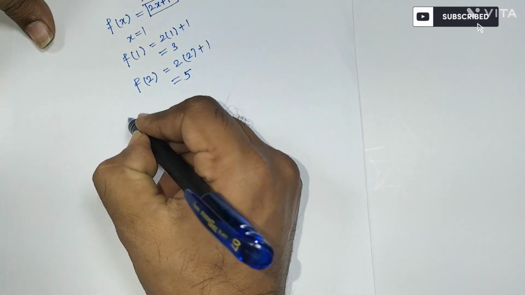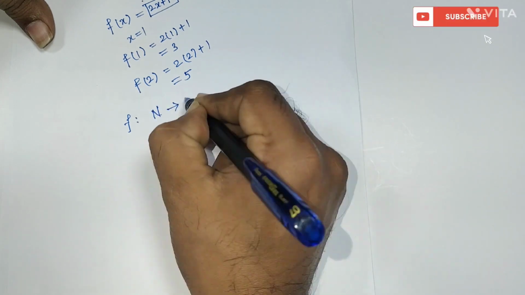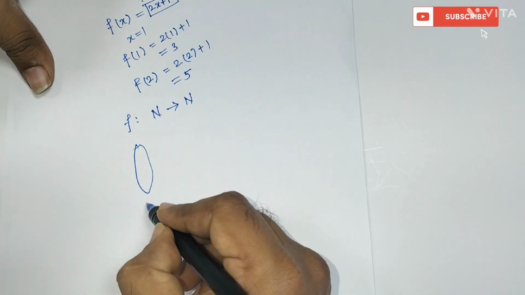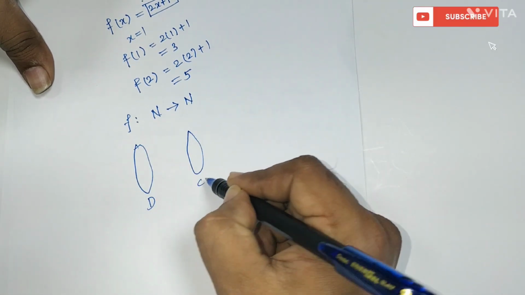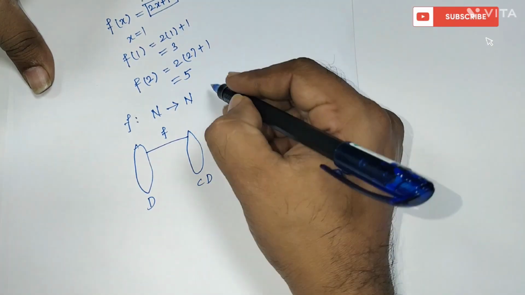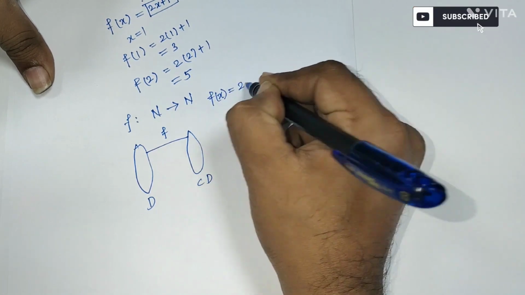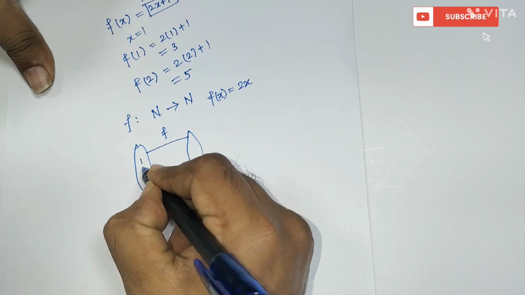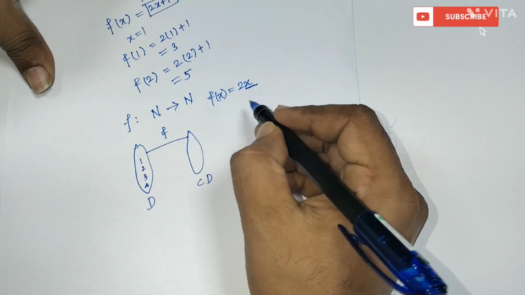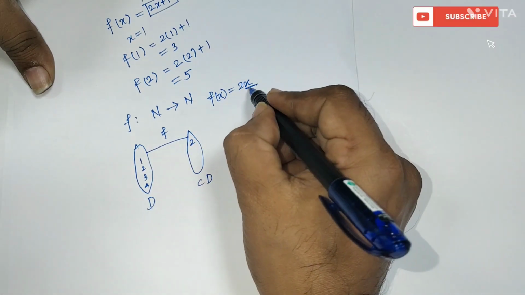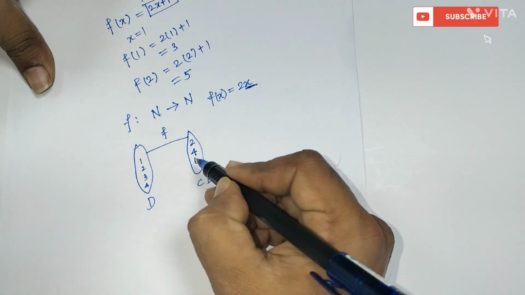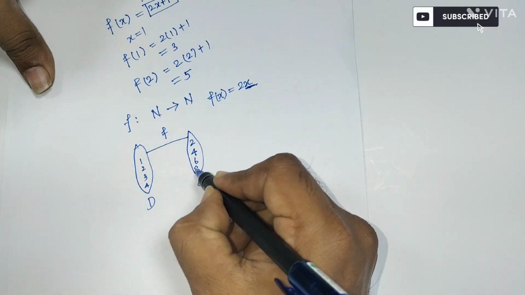For example, take the function from natural numbers N to N. This is the domain and this is the codomain, and the function is f. Take f of x equal to 2x, with the example 1, 2, 3, 4. Substituting x equal to 1, I get 2. Substituting 2, I get 4. Substituting 3, I get 6. Substituting 4, I get 8.